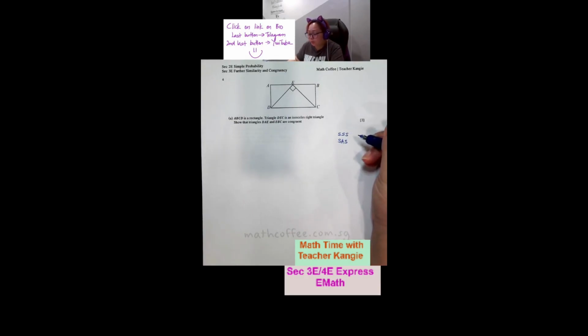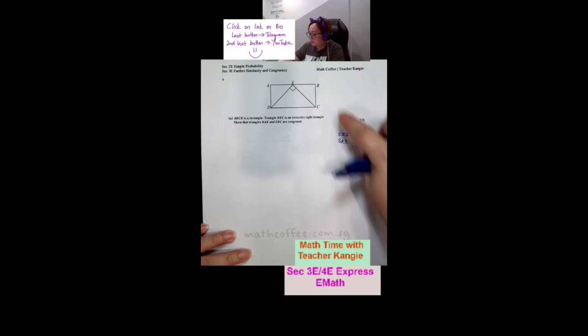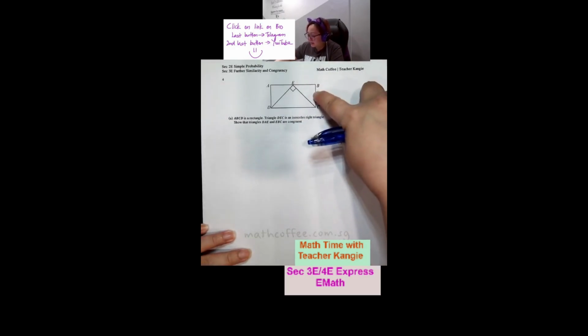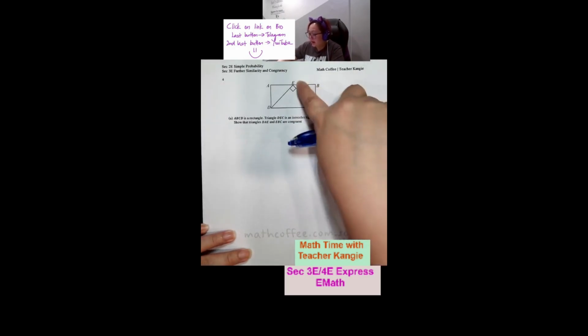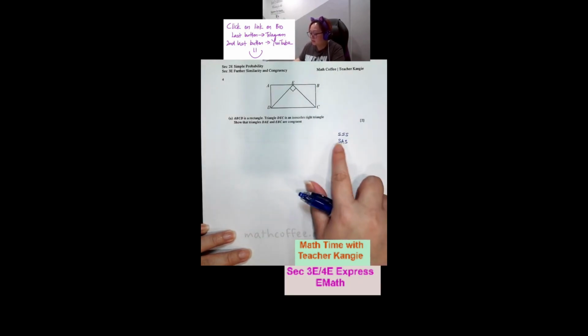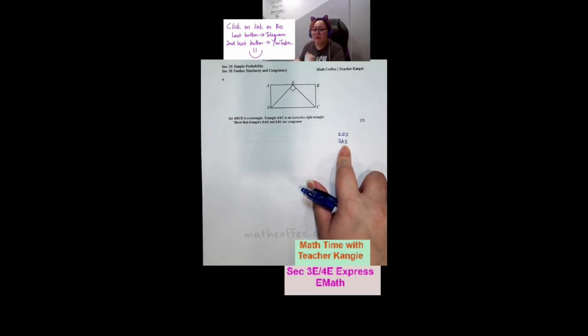SAS means side, angle, side, with the included angle. As long as you prove that the corresponding sides and the corresponding included angle are the same, that means they are congruent triangles.